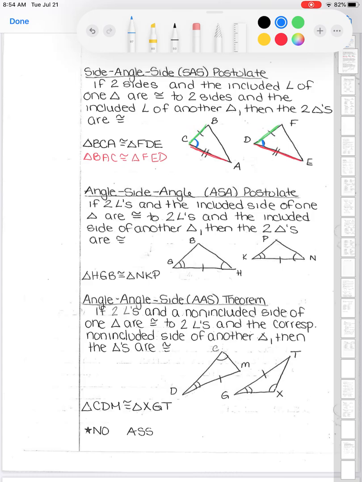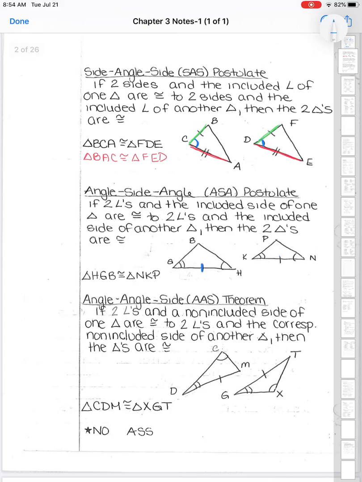Again, you also could have said triangle BAC is congruent to triangle FED. You could have said CAB is congruent to DEF. Again, there's lots of options that you could have written for a triangle congruent statement.